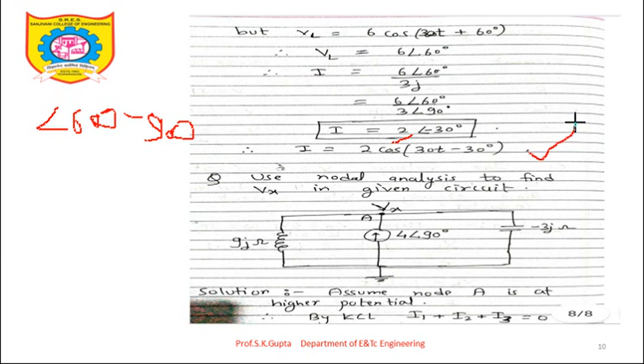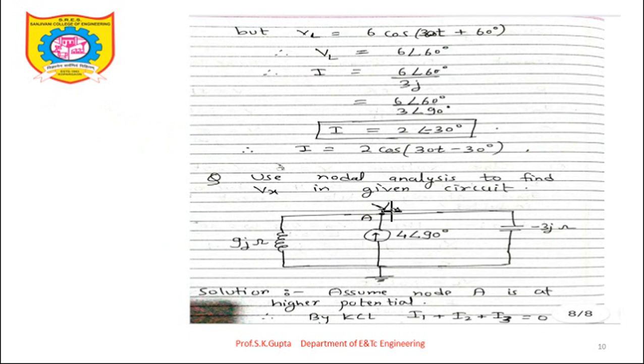Okay. Now one more question. Use nodal analysis to find voltage Vx in given circuit. So I have to determine this voltage Vx. And as you can see, one inductor is drawn and 9j is written. That means XL is directly provided in the question, not the inductor value. Directly inductive impedance is provided, and for the capacitor also minus 3j is written. That means capacitive impedance is provided. Okay. So I have to determine the Vx and I have to use the nodal analysis method.